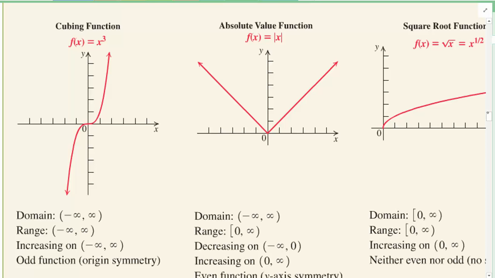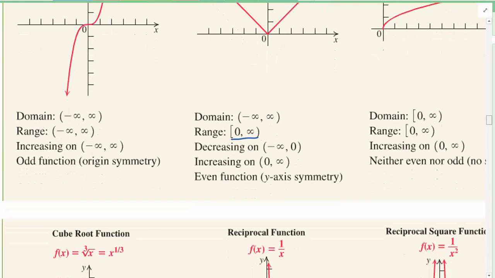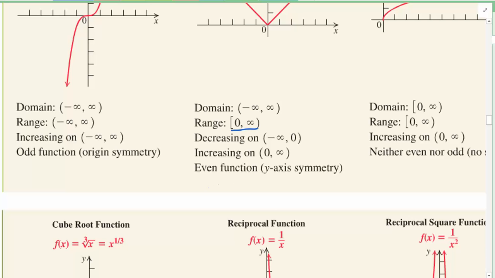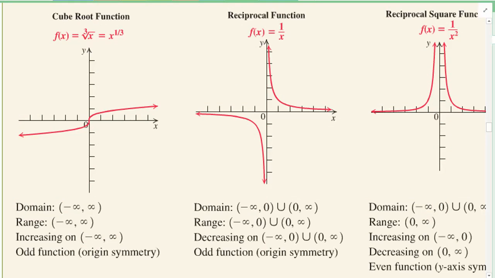Notice that the range on the absolute value function is only from 0 to infinity because it doesn't take on any negative y values. The square root function has a domain from 0 to infinity and a range from 0 to infinity, and that's because it is always positive. Now, these notes about increasing and decreasing we'll talk about in just a second, and we'll also talk about the symmetry of these different functions. Right, there's a cube root function that has this behavior. We have the reciprocal function, which is 1 over x, and this is what it looks like.